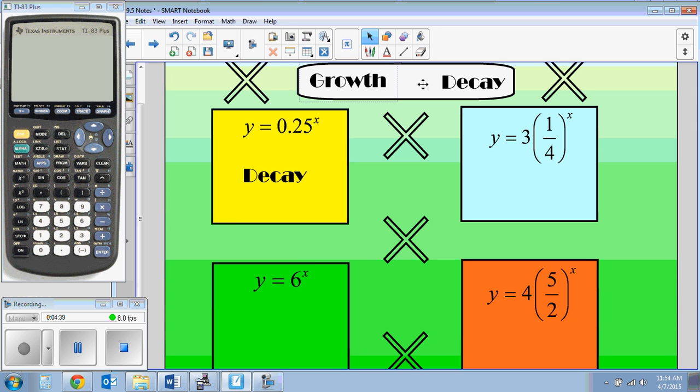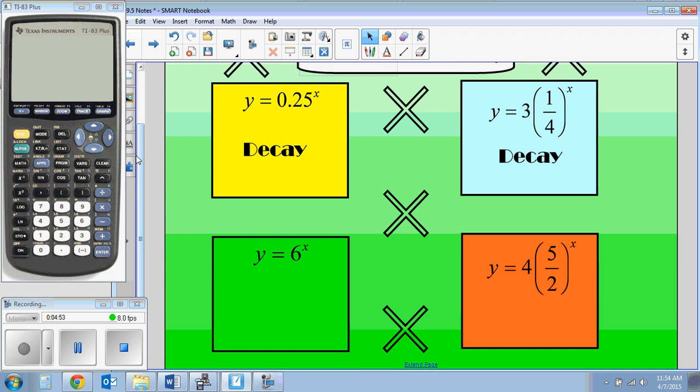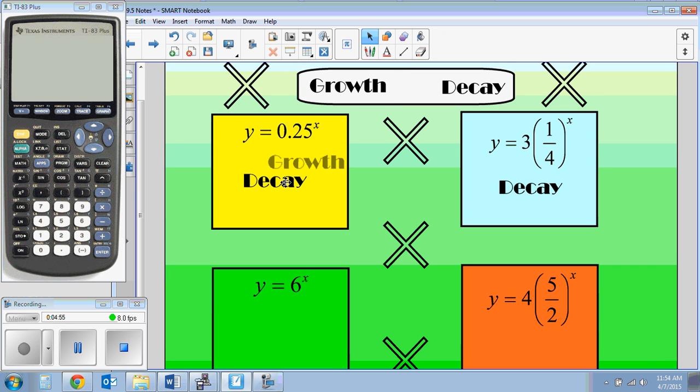Y equals 3 times 1/4 to the power of x is also going to be decay. Our a value is 3, but our b value is 1/4 because that's the part that's being raised to the power of x. Y equals 6 to the power of x is going to be growth because our b value is greater than 1. The a value is 1, so it's not there.